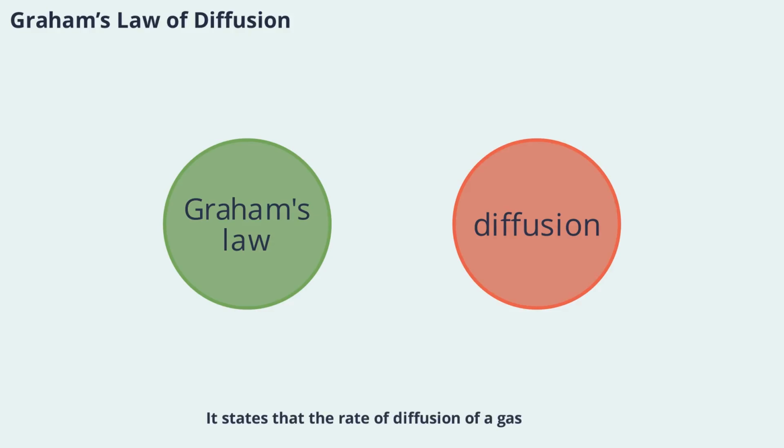Graham's law explains how gases diffuse or spread out through space. It states that the rate of diffusion of a gas is inversely proportional to the square root of its molar mass. Lighter gases diffuse faster than heavier ones. This law is important for understanding how gases mix and spread in the environment.